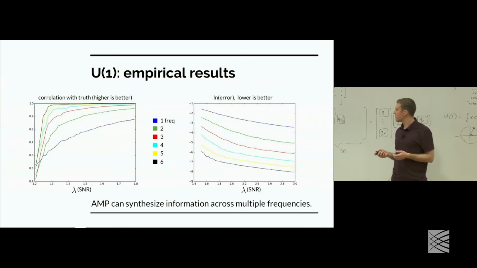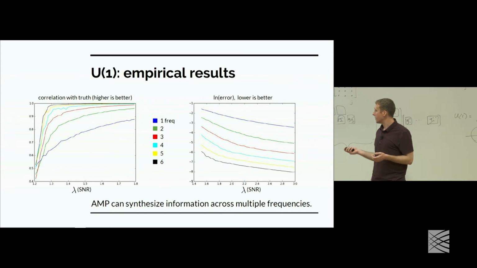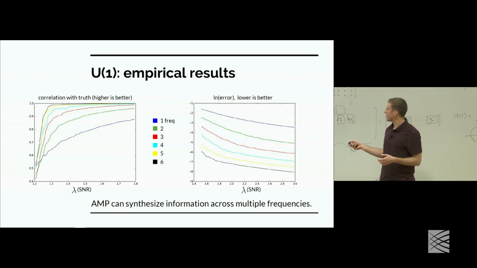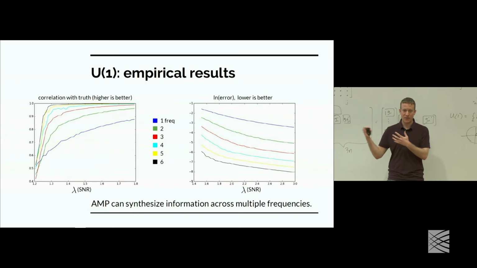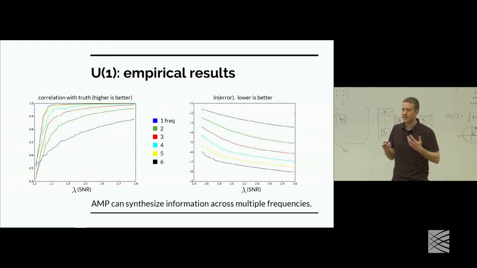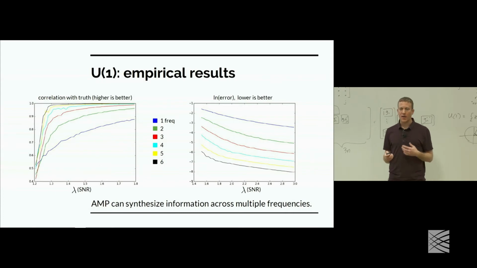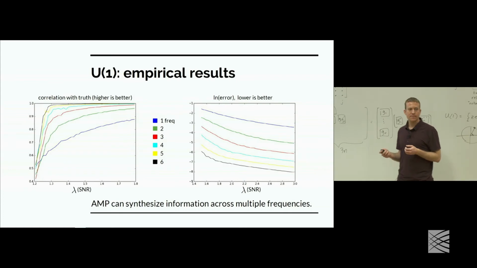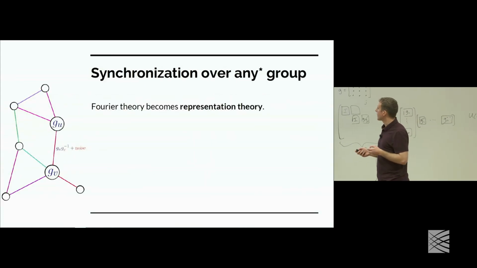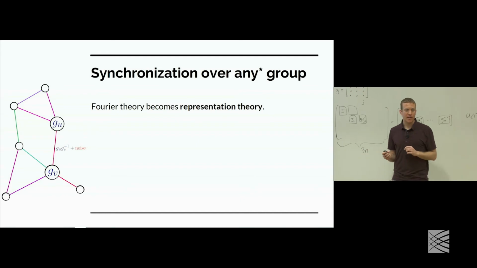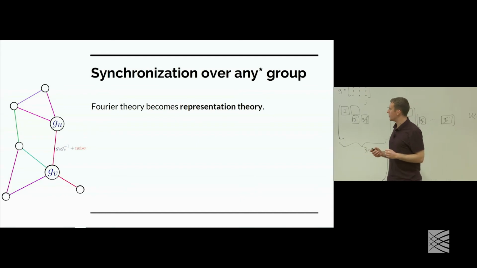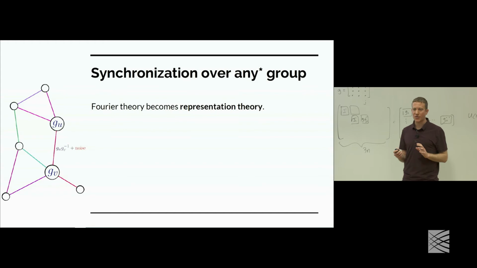So here are some empirical results. You can see that this does gain from multiple frequencies. If I give it 6 frequencies instead of 1, it is able to really make good use of all the different information and synthesize it together, and do a lot better than you could do with a single frequency. And it's not so obvious how to do this any other way, really. Okay, so that concludes the section on angular synchronization.